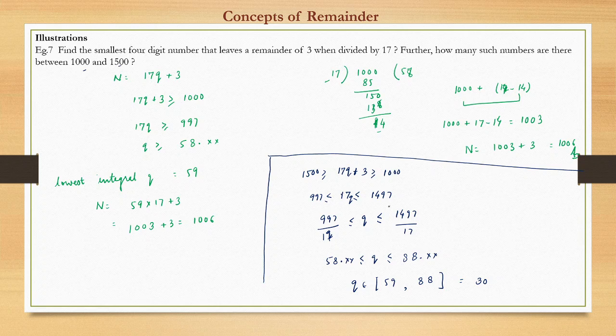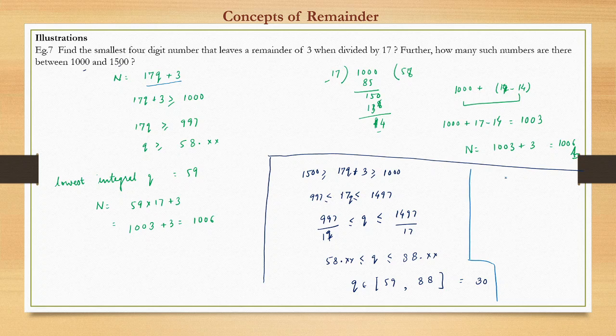So this is a bit longer way; there is another short approach also that we can use to solve this. We know all the numbers will be in the form of 17q plus 3. So every subsequent number will come after a difference of 17. Like the first number is 3, next will be 20, 37. So it's just an arithmetic progression with common difference 17, right?